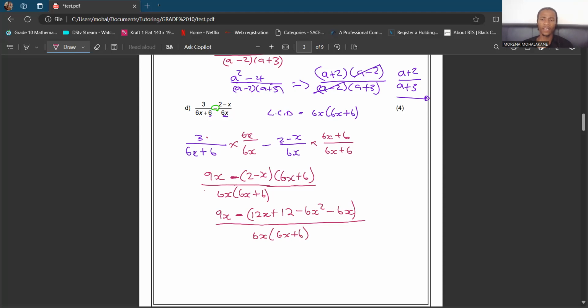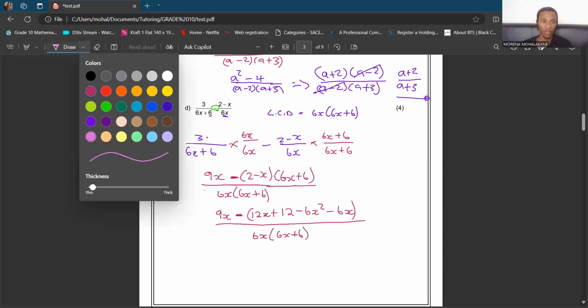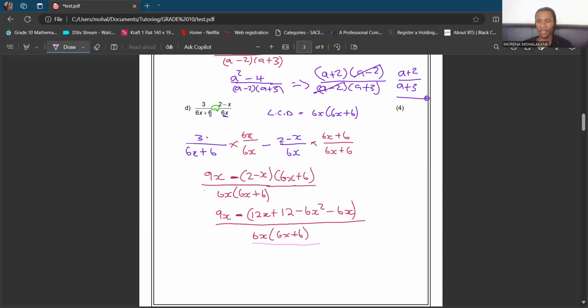Bear in mind, I'm not simplifying the denominator because I want to see if there's something that I can cancel out. So I'll only simplify the denominator when it's the last step.